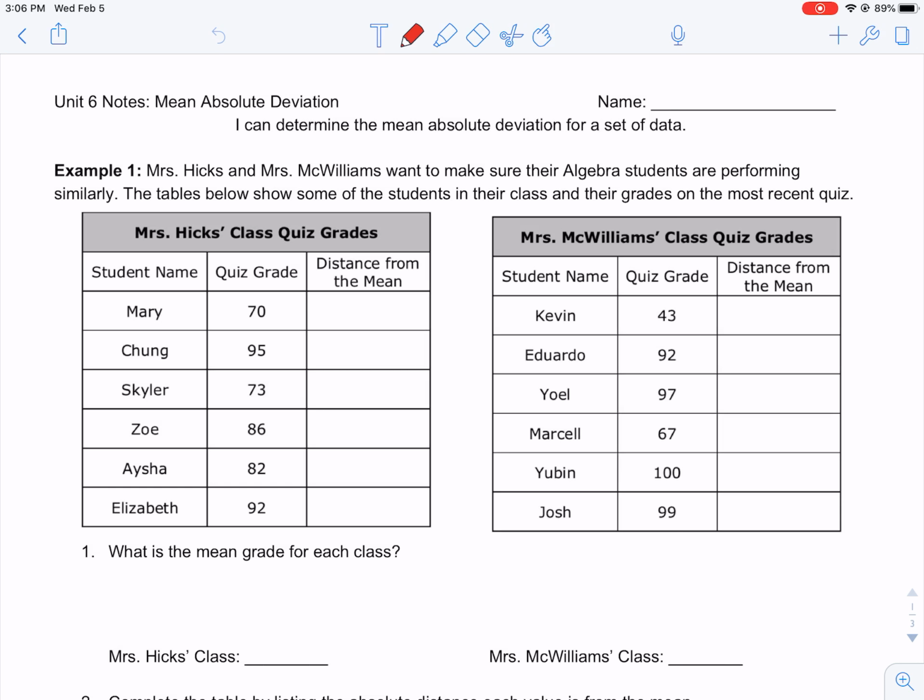Example 1. Mrs. Hicks and Mrs. McWilliams want to make sure the algebra students are performing similarly. The tables below show some of the students in their class and their grades on the most recent quiz. So we have two tables for Mrs. Hicks' class quiz grades and Mrs. McWilliams' class quiz grades. Number 1, what is the mean grade for each class?